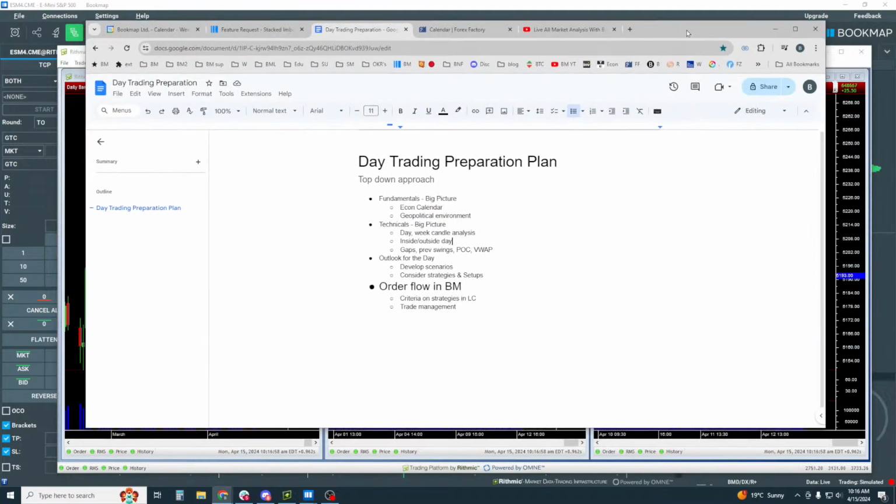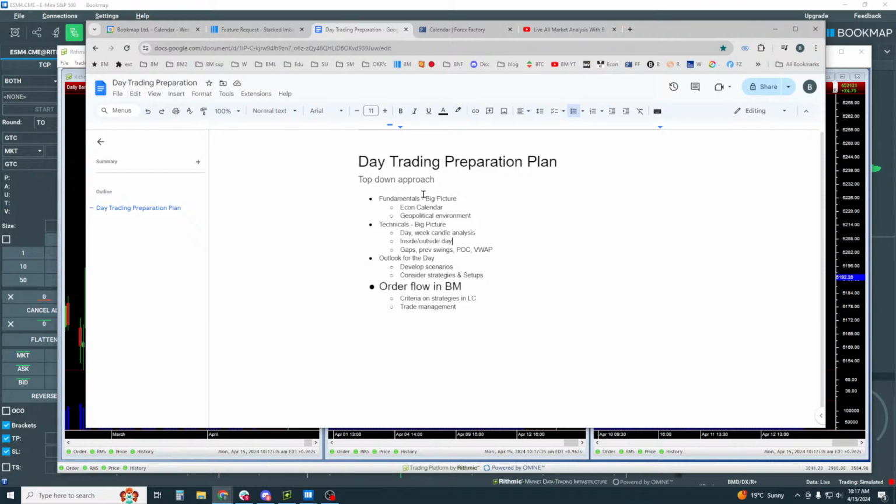Well, let's continue on actually with the plan. We looked at gaps. Now we looked at our daily and the hourly, etc. We looked at inside outside days. We looked at gaps, previous swings. Didn't look at POC or VWAP. It's not really my style, but you can as well. Outlook for the day and start developing scenarios. And then the strategies and setups that we want to trade, then the order flow in Bookmap, and the criteria for the strategies and the setups that we are trading.